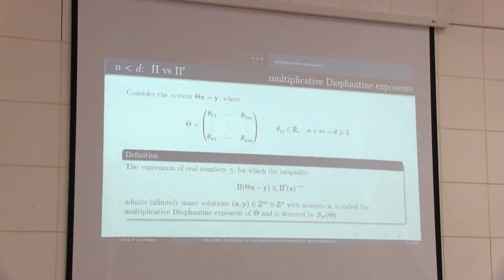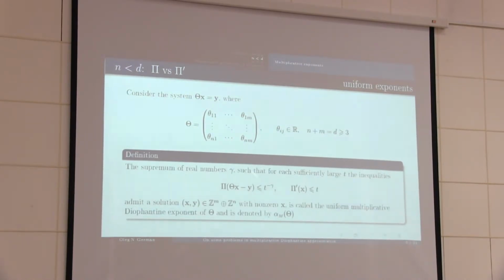And if we substitute this one inequality by two inequalities, so we demand that this quantity should be bounded by some parameter t, and then we bound this product by t to the minus gamma. And we get such gammas that for each sufficiently large t, this system of two inequalities has a non-zero solution. And this exponent can be called uniform.